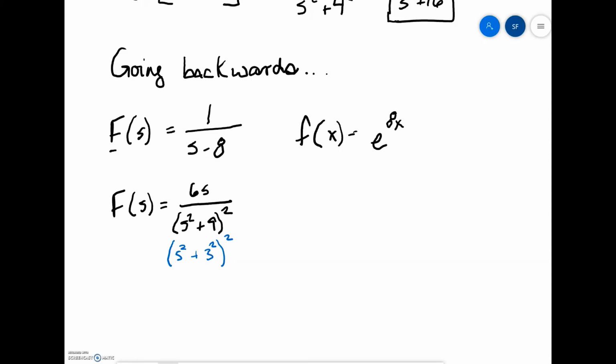And then the question is the top then 2 times 3s? And yes, it is. So that means we're looking at formula number 9, and that means that this is going to be, if you want to do it in t, if you want to do it in x, then this is going to be t sine of 3t.